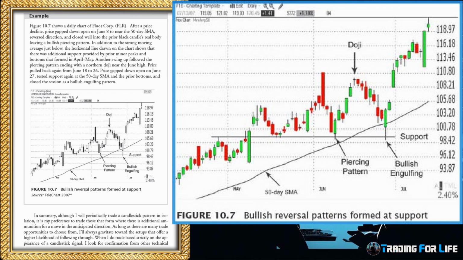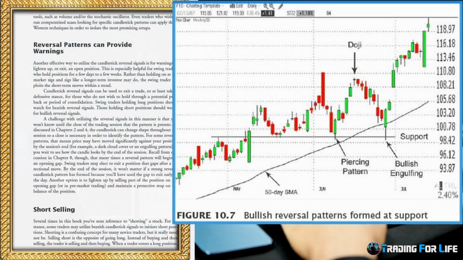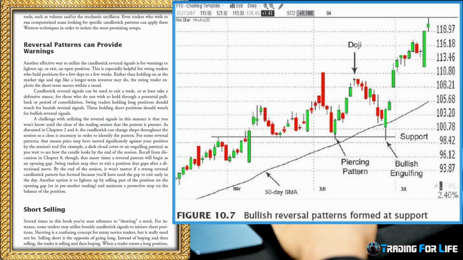In summary, although I will periodically trade a candlestick pattern in isolation, it is my preference to trade those that form where there is additional ammunition for a move in the anticipated direction. As long as there are many trade opportunities to choose from, I'll always gravitate toward the setups that offer a higher likelihood of following through. When I do trade based strictly on the appearance of a candlestick signal, I look for confirmation from other technical tools, such as volume and/or the stochastic oscillator.